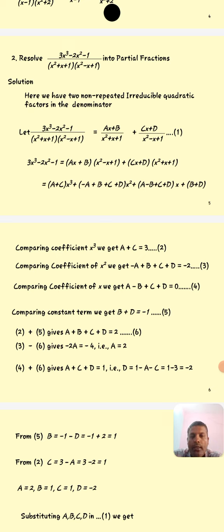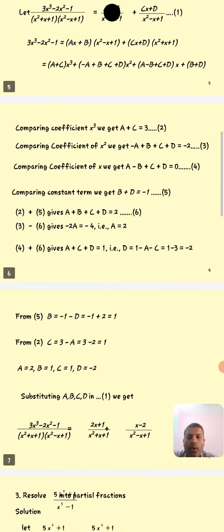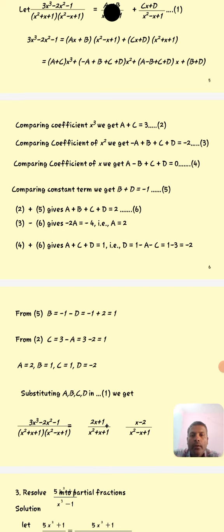Now the next procedure we have to follow. Number 4 plus number 6 gives a plus c plus d is equal to 1, that is d is equal to 1 minus a minus c, that is 1 minus 3 is equal to minus 2. Okay, from 5, b is equal to minus 1 minus d, so that we get minus 1 plus 2 is equal to 1.